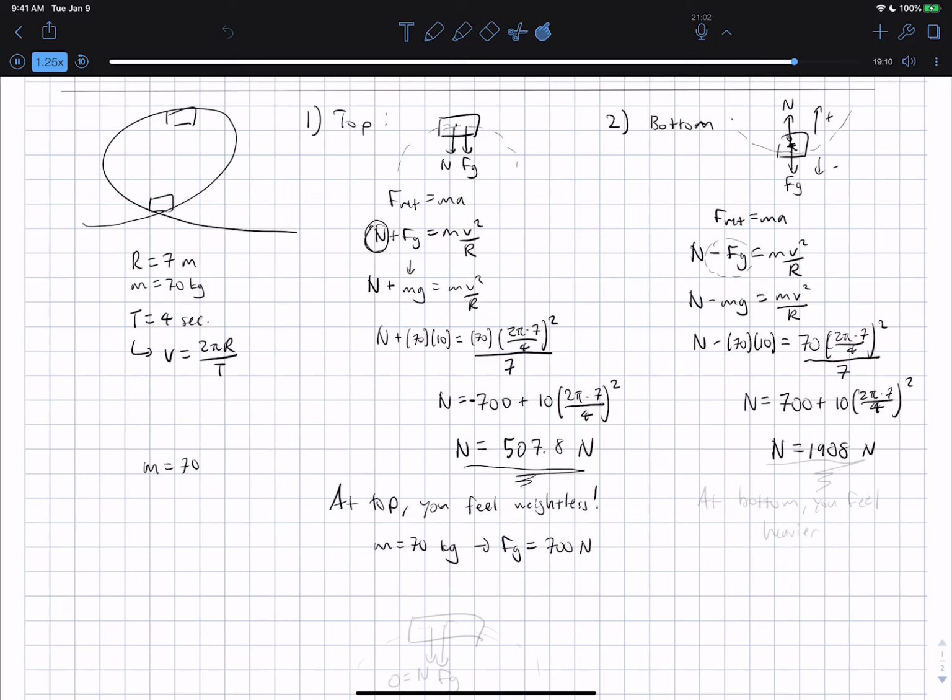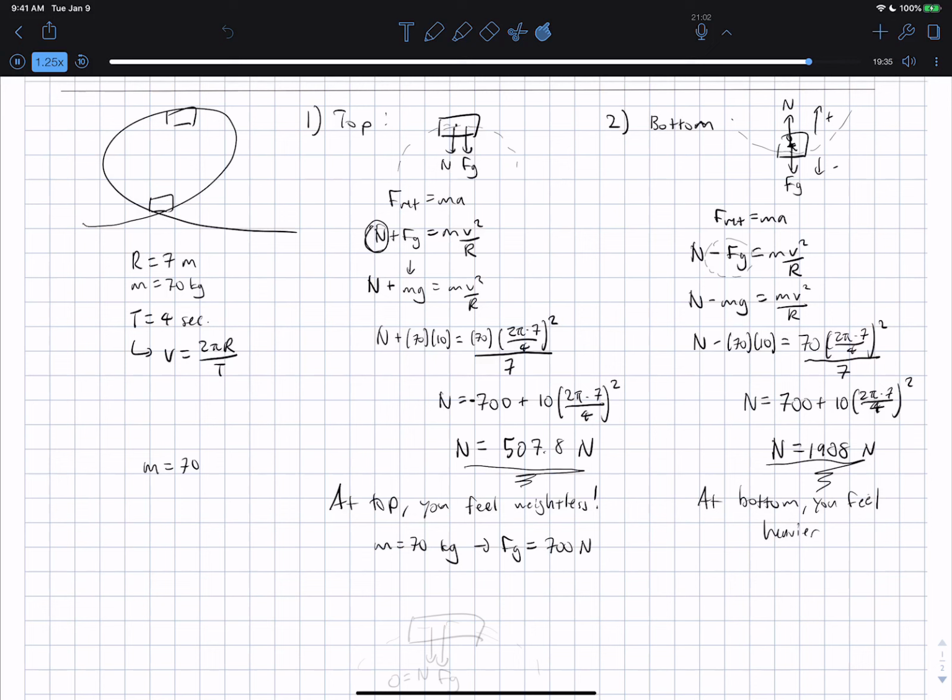Now, at the bottom, what do you notice about his normal force compared to his regular normal force, or his regular apparent weight? Well, at the bottom of a roller coaster, or at the bottom of a hill, you feel heavier. You feel way heavier, and that makes sense, right? The result we got was almost 2,000 newtons.